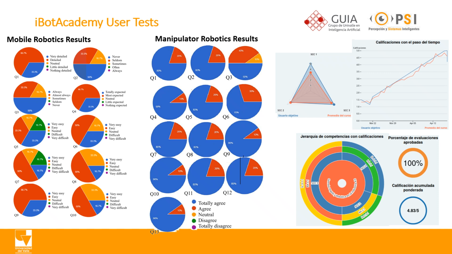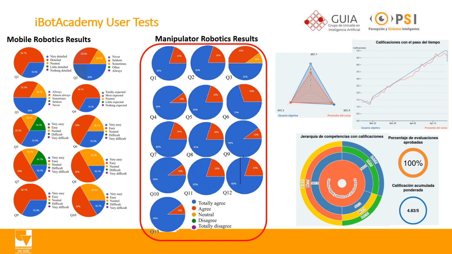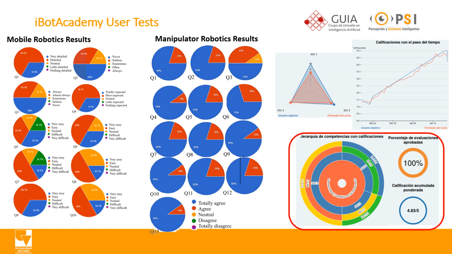The iBotAcademy learning environment was tested using 2 different groups of students, one performing the mobile robotics learning path and the other performing the manipulator robotics learning path. At the end, students were asked about their experience with iBotAcademy. As a result, both tests received very positive answers. Also, the iBotAcademy curriculum management tool tracked the students' learning progress.